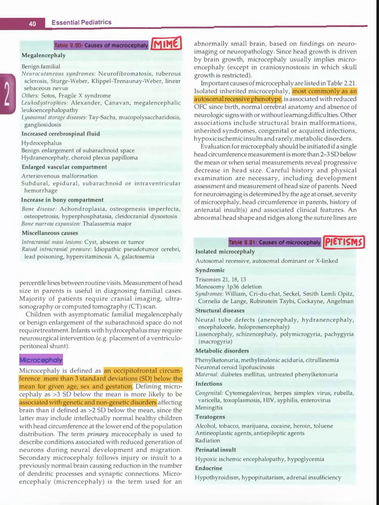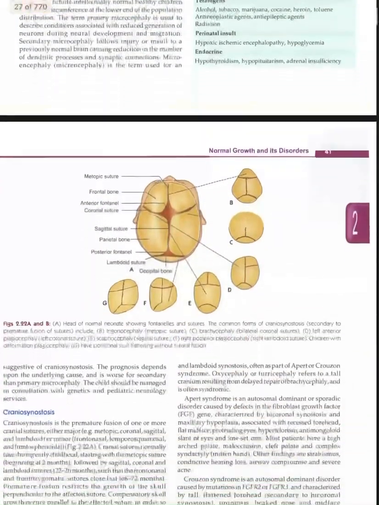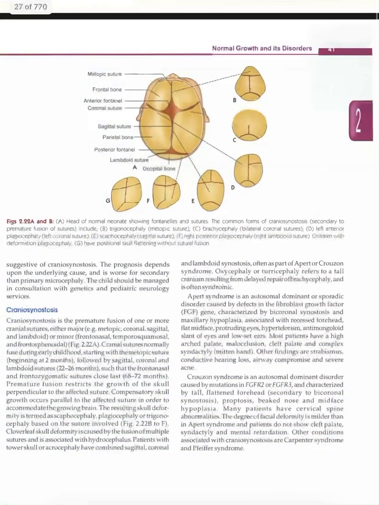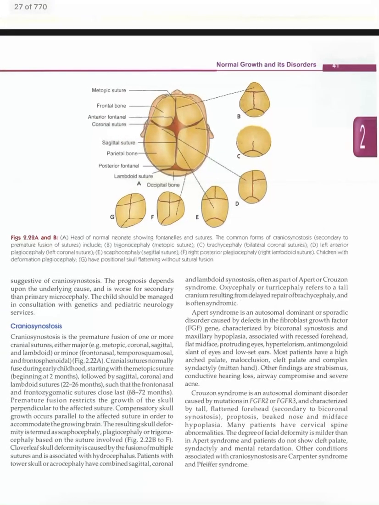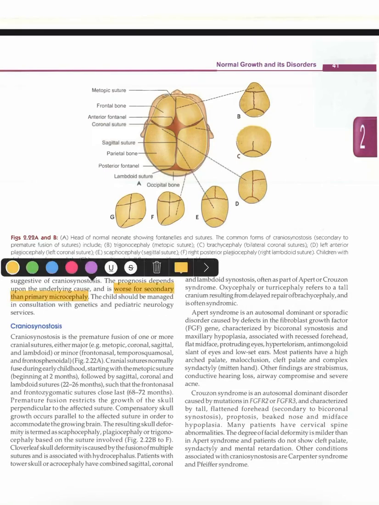Abnormal head shape and ridges along the suture line are suggestive of craniosynostosis. The prognosis depends upon the underlying cause and is worse for secondary than primary microcephaly. The child should be managed in consultation with genetics and pediatric neurology services.